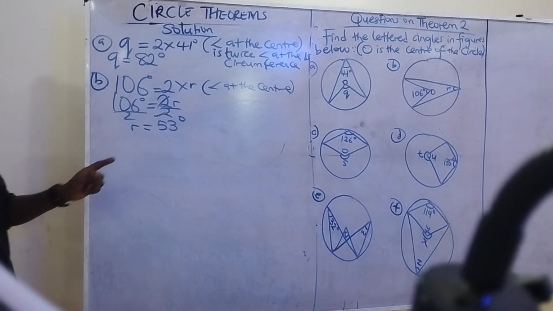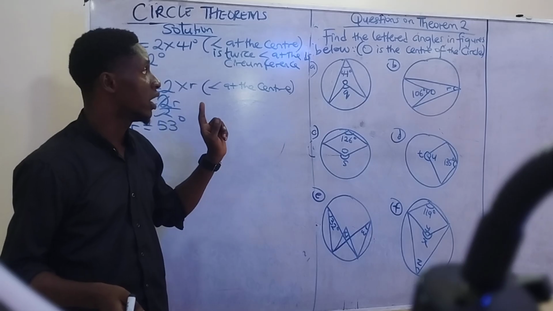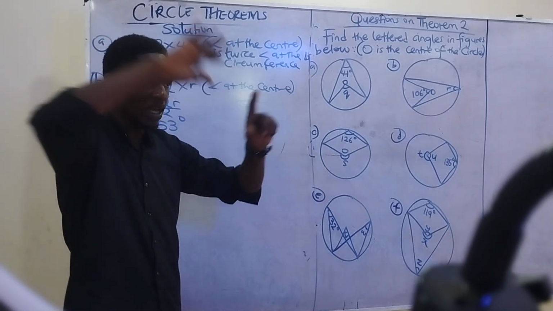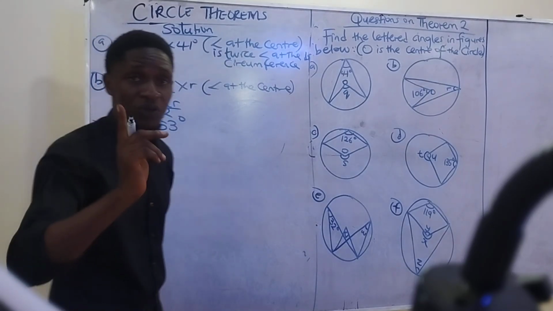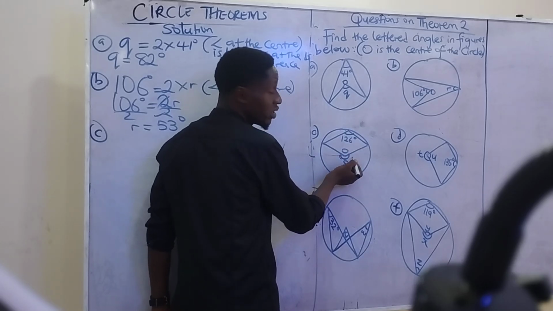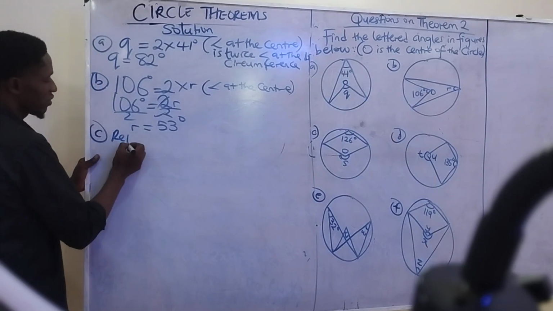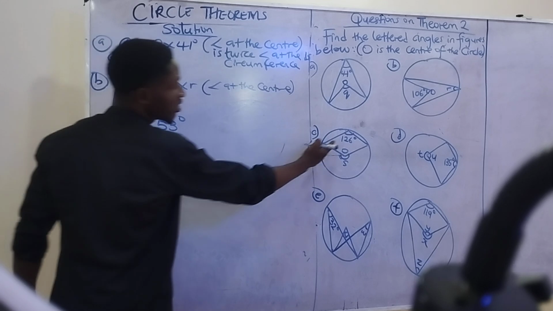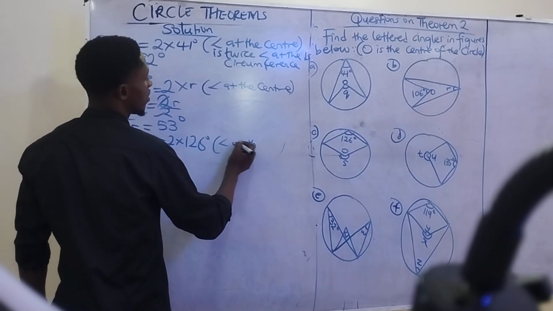As easy as that. And that is the first part of what I showed before under theory 2. So we'll go to the second part of that theory 2 when we have reflex. So we go to C part. The reflex, remember I told you that this is not the one you relate it with. You start with the reflex. So the reflex here is X. So the reflex X is equal to 2 times the angle at the circumference, 126. Angle at the center.